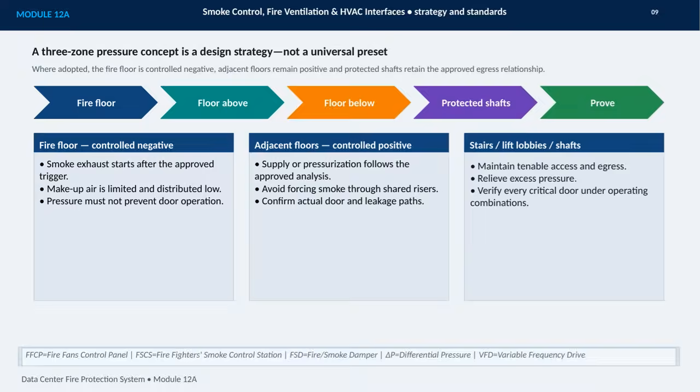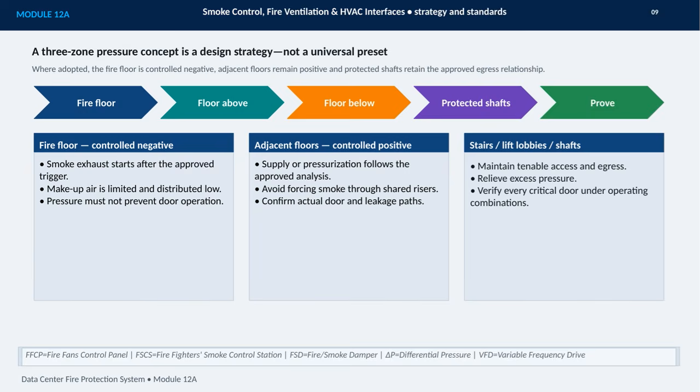This slide presents the three-zone pressure concept used in smoke control and fire ventilation design. The key point is that this is a design strategy, not a universal preset. Where the approved analysis adopts it, the fire floor is maintained at a controlled negative pressure, adjacent floors are controlled positive, and protected shafts preserve the required egress relationship.